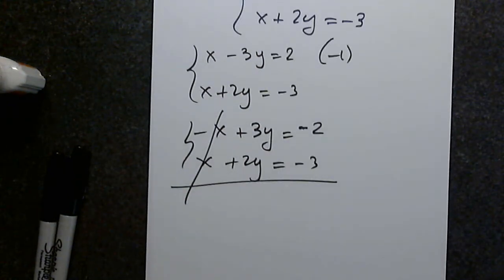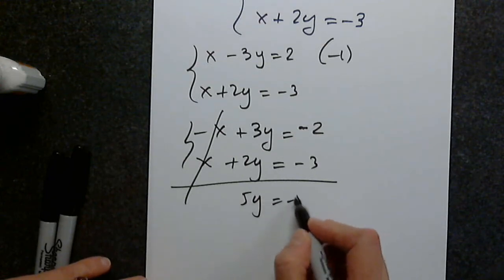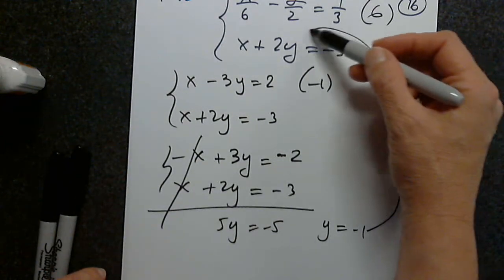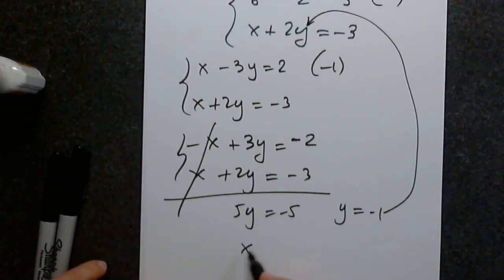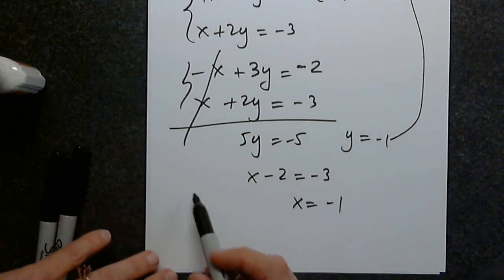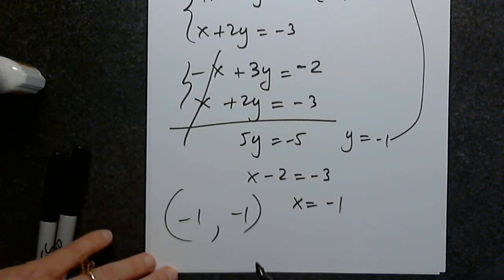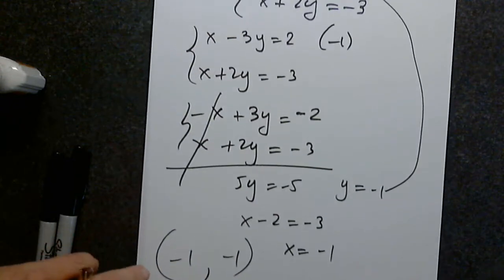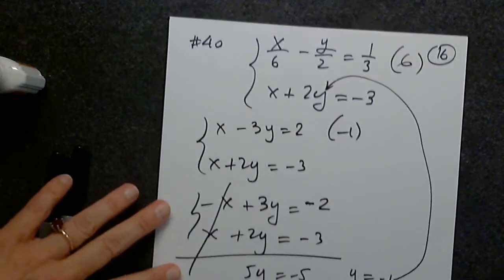So obviously we have here 5y, and we have negative 5, so y equals negative 1. And yes, we go back, and we have x minus 2 equals negative 3, which makes x equals negative 1. And look at that, negative 1, negative 1. Does this work? I don't know. I have no clue. I'm not just saying it. I honestly don't know. I have to go back and check.